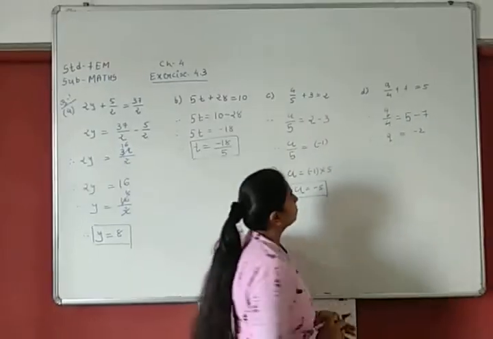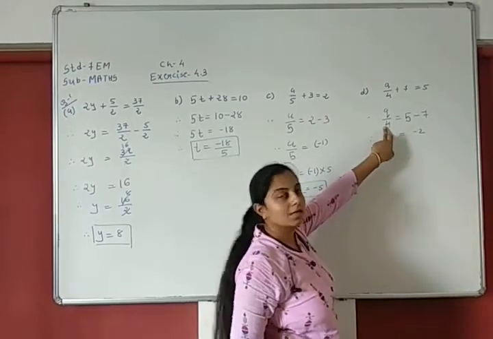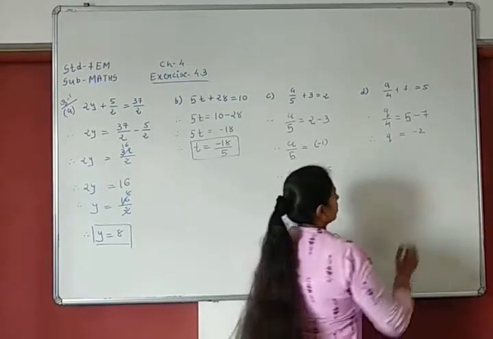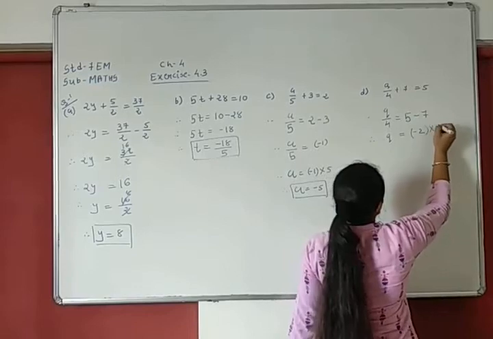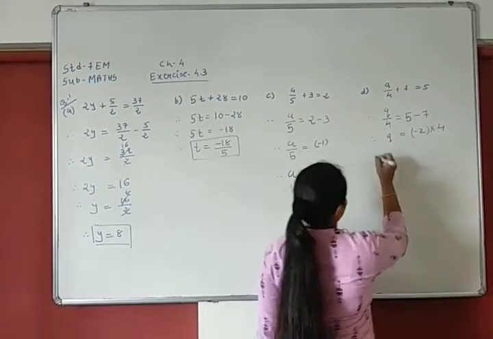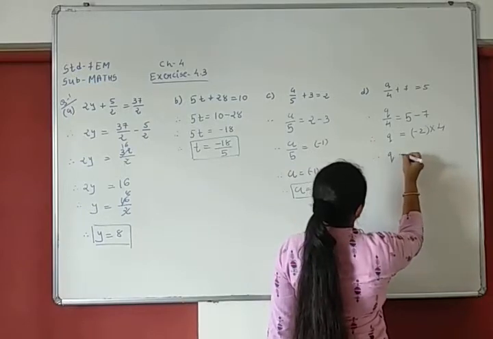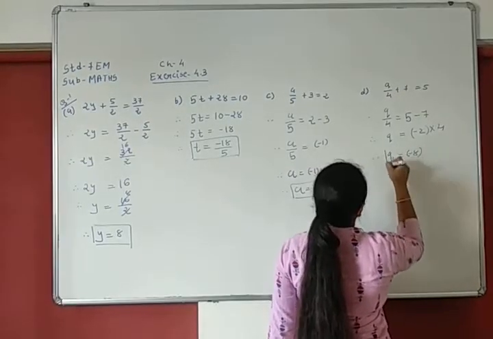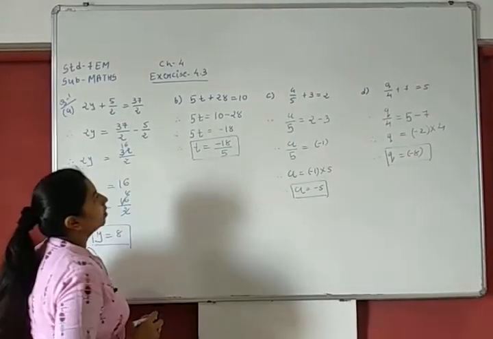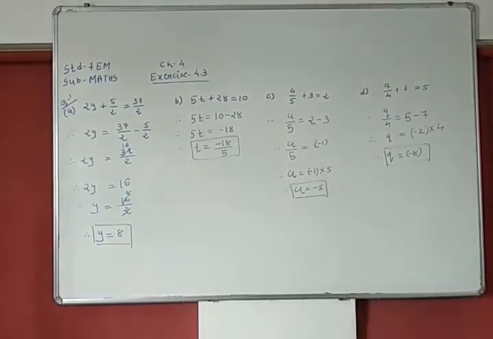Now 5 minus 7 will be minus 2. And what about this 4? 4 is in the denominator. Directly I will send it to that side. So whatever answer comes, 4 will multiply with that answer. Okay? So the value of Q is minus 8. Clear? Okay. Now next 4 sums.